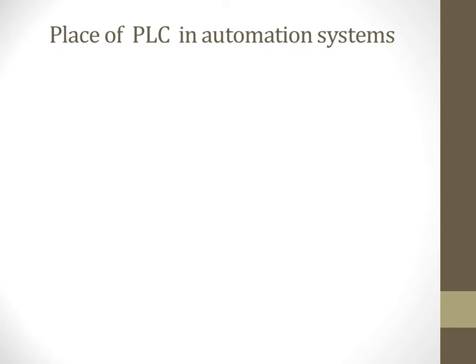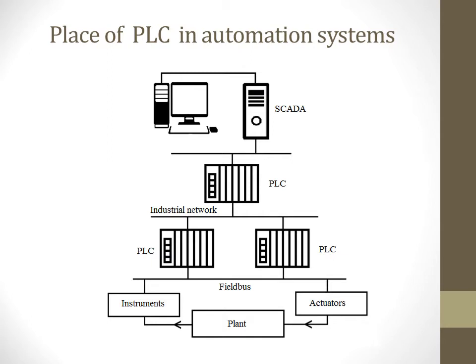So let's talk about automation control systems. And discussing automation control systems, we will discuss PLC and its role and place in automation control systems. So in this picture we can see the structure of a modern automation control system. In this picture, we can see the place that the PLC occupies in the automation control systems.